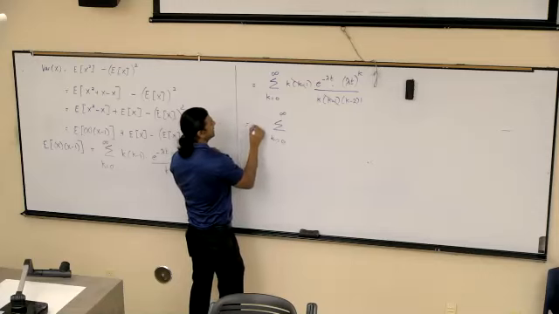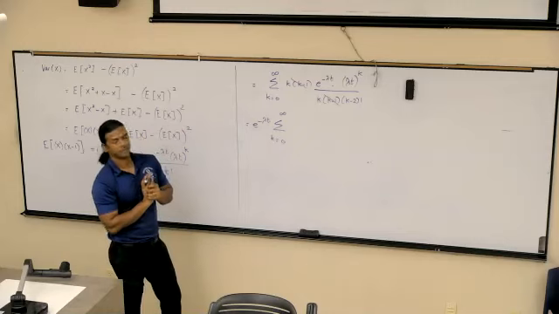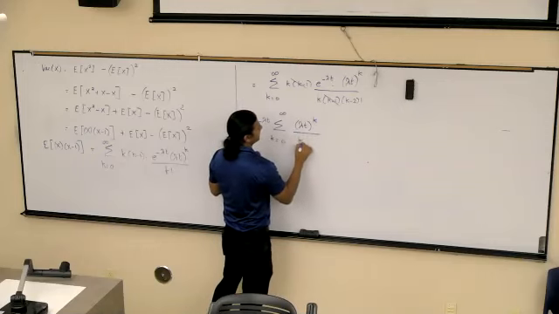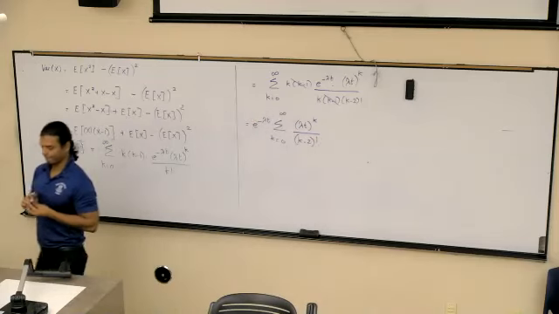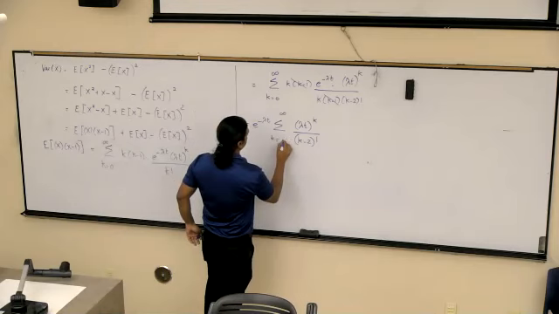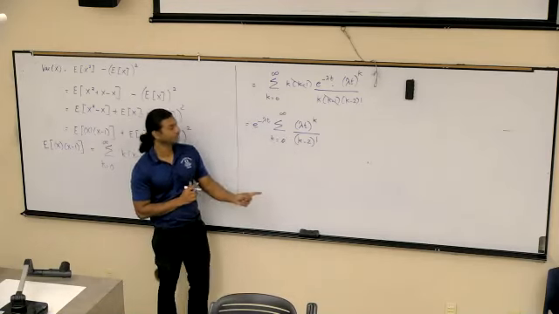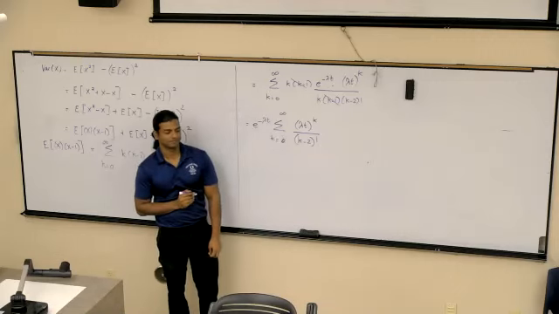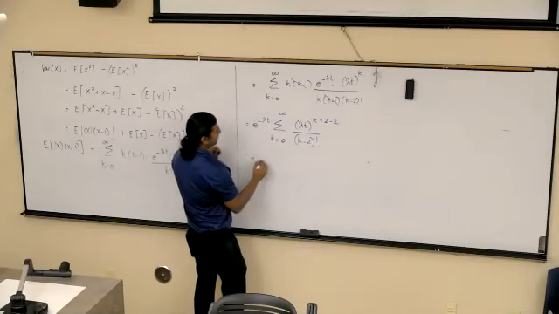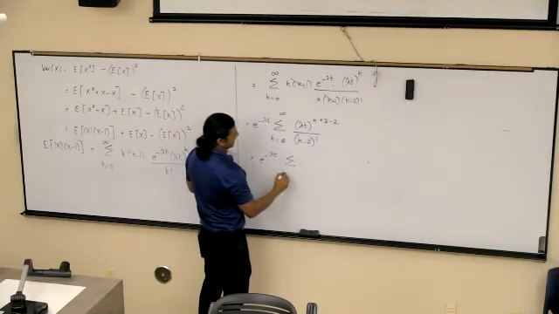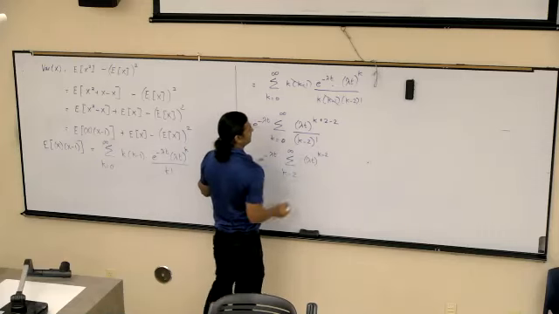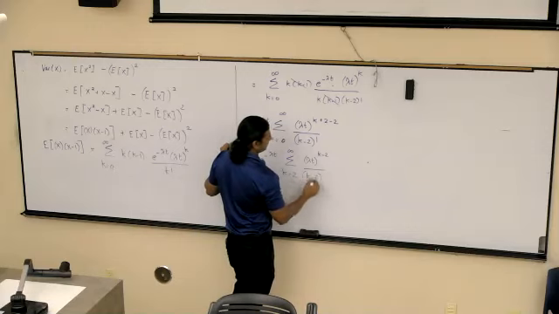e raised negative lambda t is a constant, so I can pull that out. And we have lambda t raised k divided by k minus 2 factorial. Clearly, where should it start? 2. So what trick should I use? Plus 2 minus 2. So e raised minus lambda t, sum k equals 2 to infinity, lambda t raised k minus 2 divided by k minus 2 factorial.